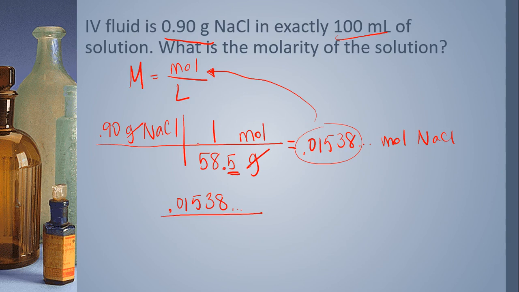And we need to divide that by the number of liters. Well, I can change milliliters to liters. Remember back in Module 1, we learned the prefixes, and many of you have learned before the expression King Henry died by drinking chocolate milk.